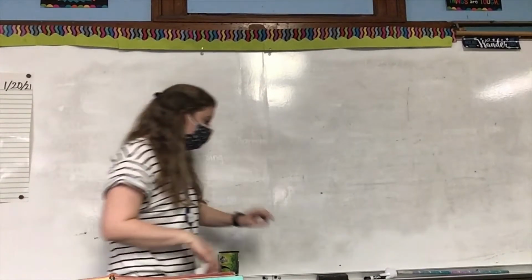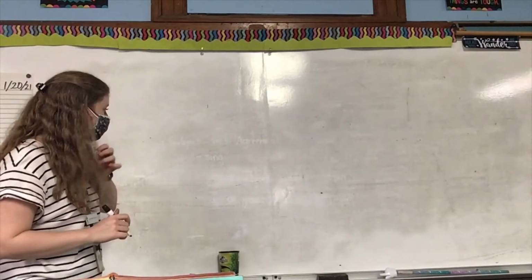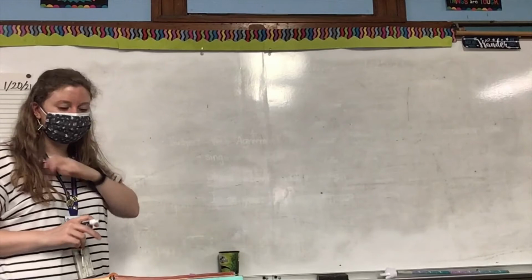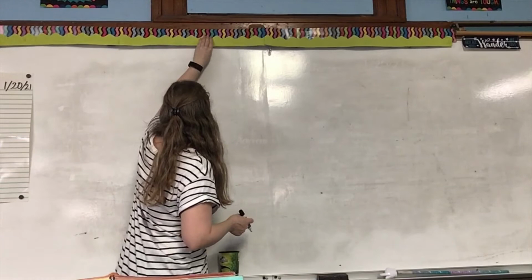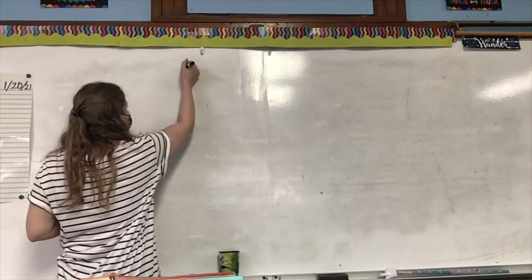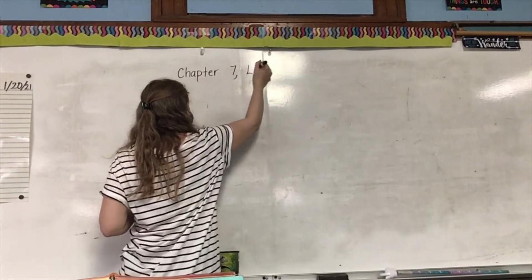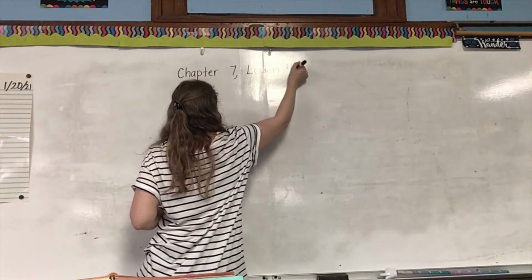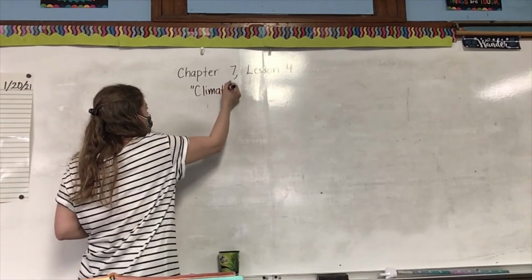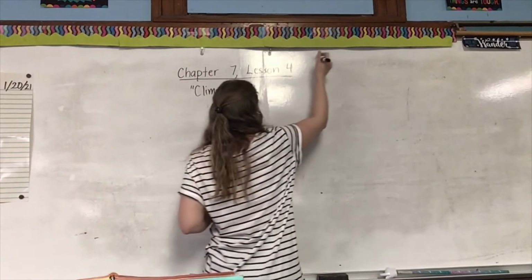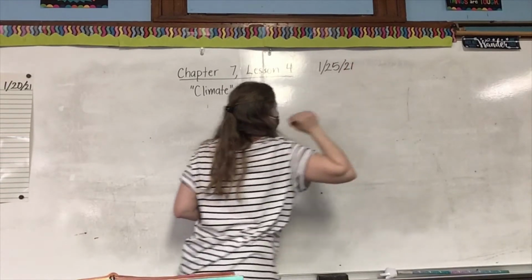Your vocab notebook should already be open to a clean page in the science section. We are in the science section. We are starting a new lesson today. And at the top, the title is Chapter 7, Lesson 4. And the title of this lesson is Climate. And then, of course, you have the date, January 25th, 2021.